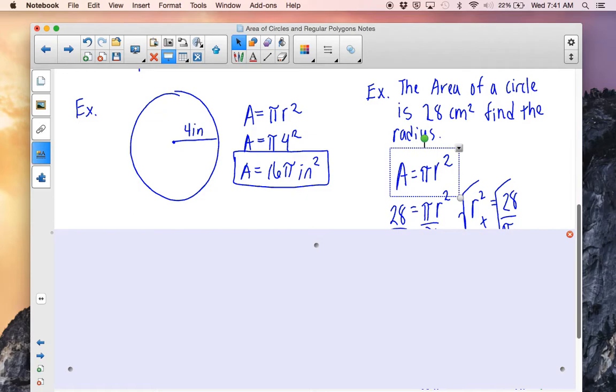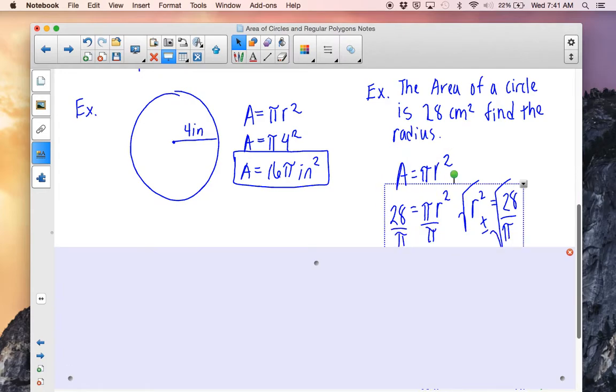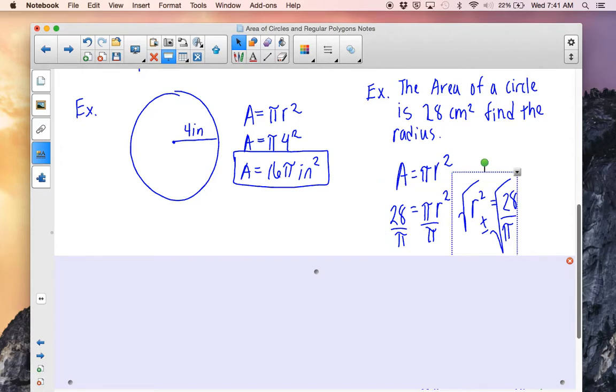Now I want to isolate the r, so what I'm going to do is divide by pi, so that's what I did here. And you end up with r squared equals 28 over pi. Okay, r squared equals 28 over pi. I'm just going to rewrite that here. R squared equals 28 over pi after you divide by the pi.